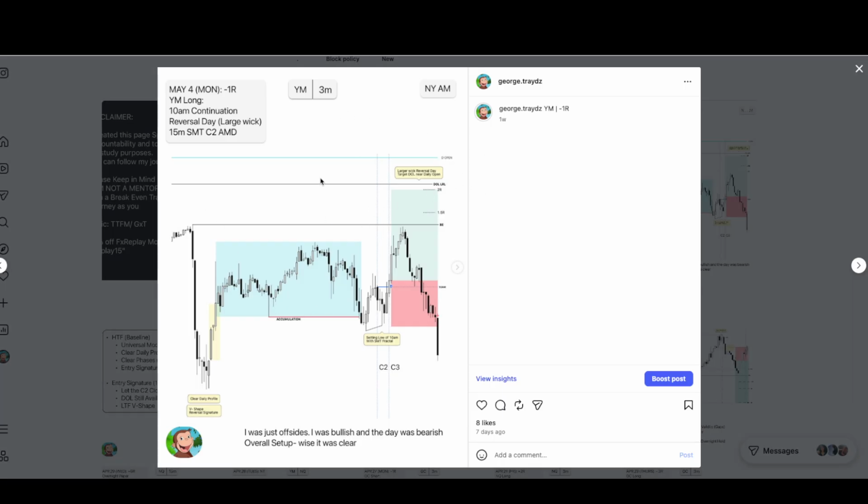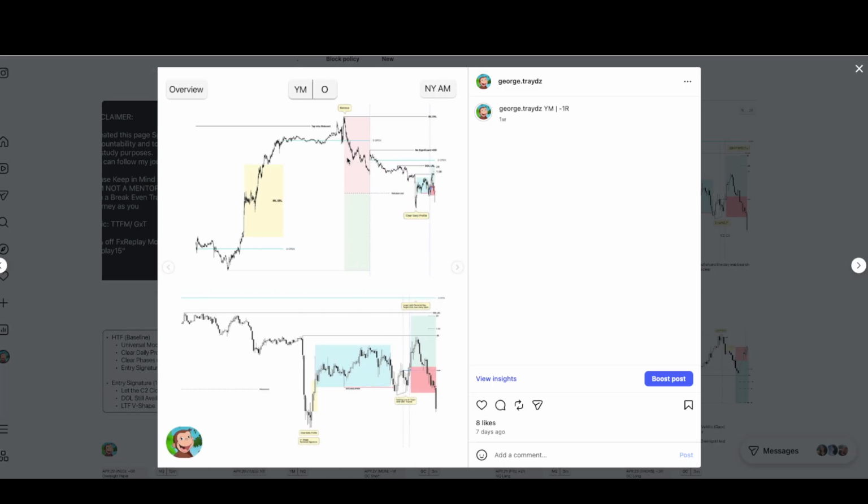All right, so taking a look here, we can take notice: accumulation, manipulation, distribution. From the accumulation lows, sweep, boom, SMT 15-minute C2, setting the low of that 10 a.m. candle. 10 a.m. opens low here. Why can I not enter anywhere before 10 a.m.? Because there's no 3-minute CISD. The SMT shows you that there is a CISD.